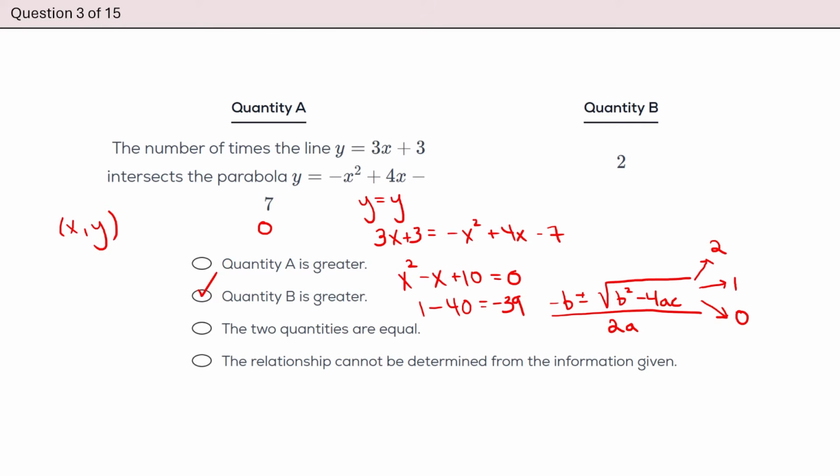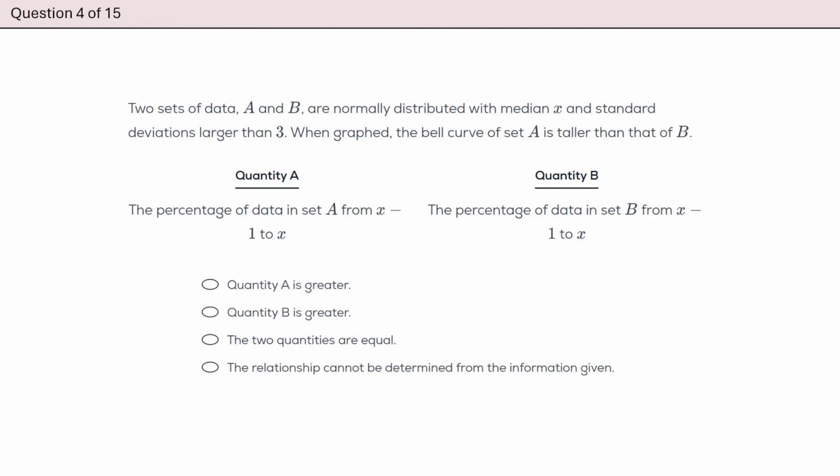Let's move on to number 4. 2 sets of data, A and B, are normally distributed with median x and standard deviations larger than 3. When graphed, the bell curve of set A is taller than that of B.